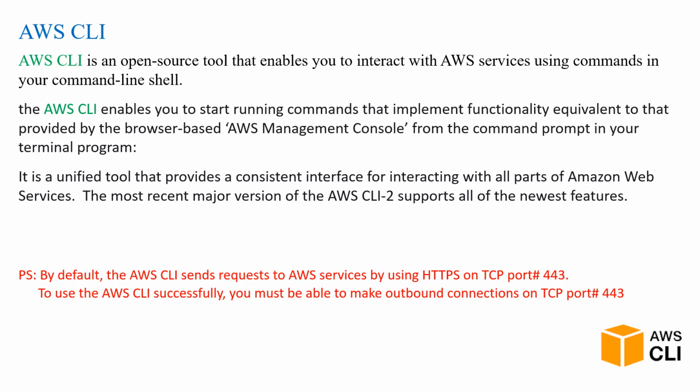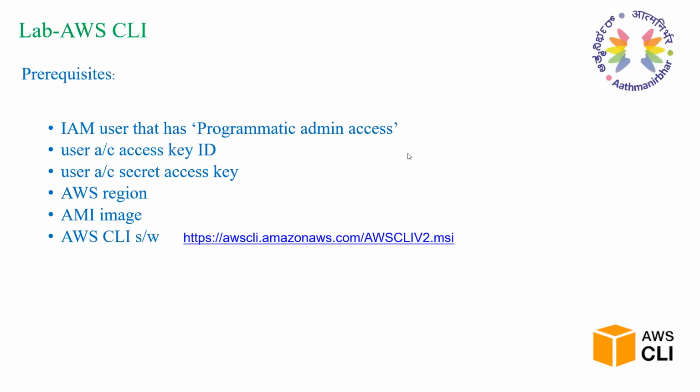So by default, AWS CLI sends a request to AWS services by using HTTPS port number 443. And to use AWS CLI successfully, you must be able to make outbound connections to TCP port number 443. And these port numbers should be enabled on your laptop or desktop. Okay, so that is how AWS CLI will be able to communicate with the virtual machines that you are hosting in AWS cloud. So let's perform a lab exercise to understand how CLI works.